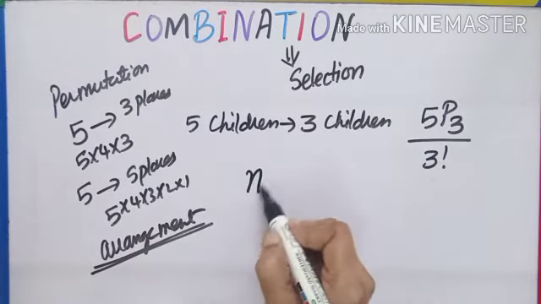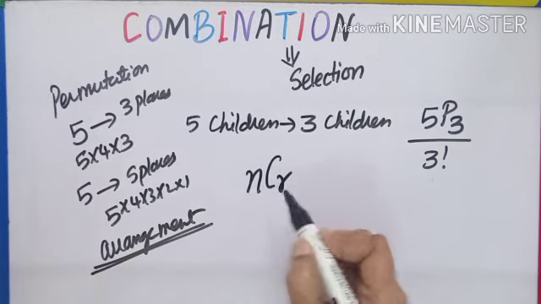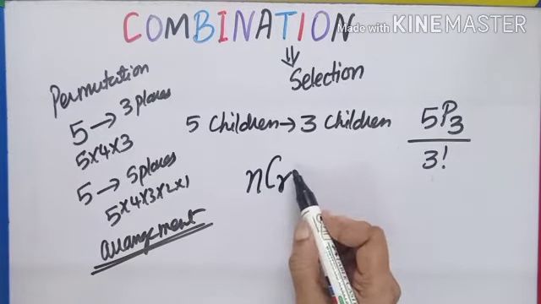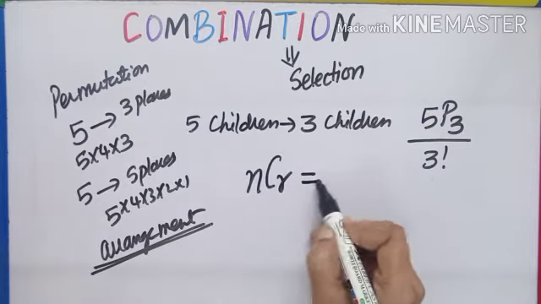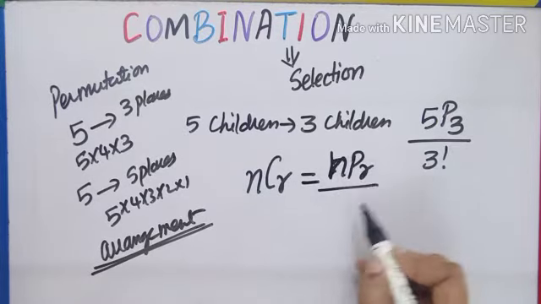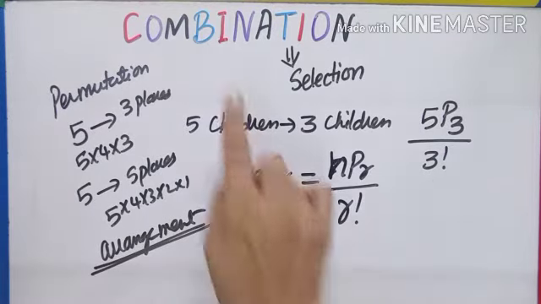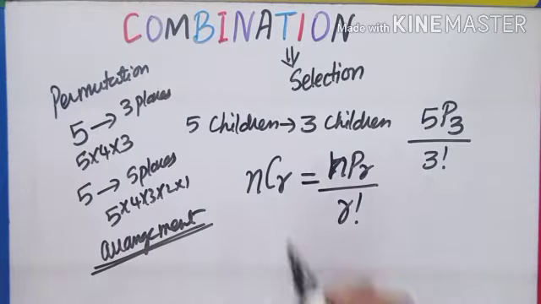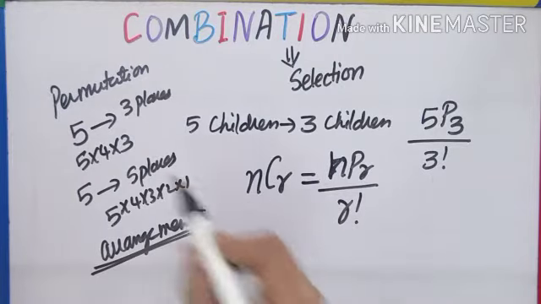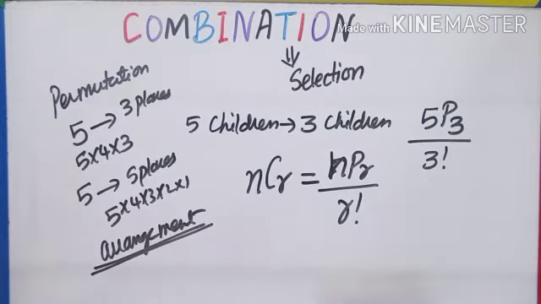In general, I will say nCr. n children are there, you are selecting r, taking r at a time. The selection is nPr divided by r factorial. The basic formula for combination. So combination, we can use permutation. Remember, divide by r factorial.